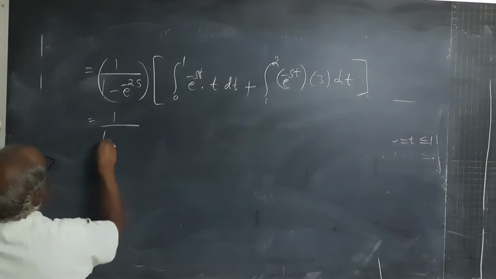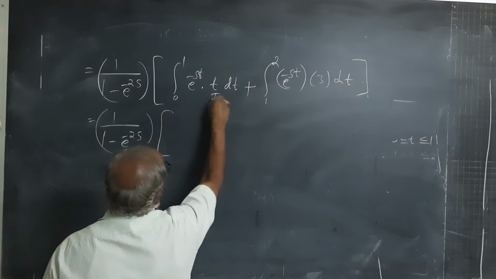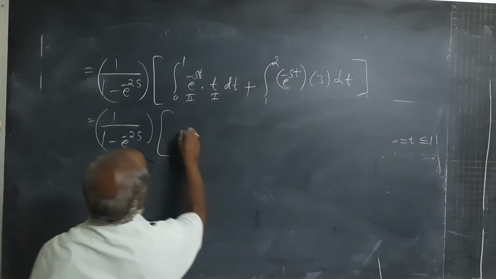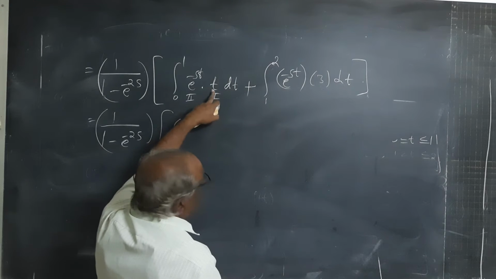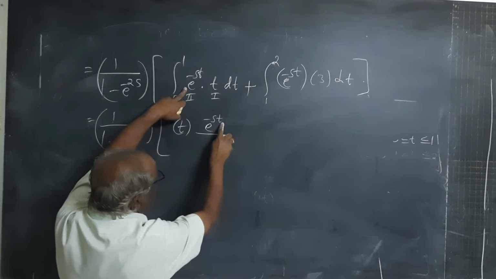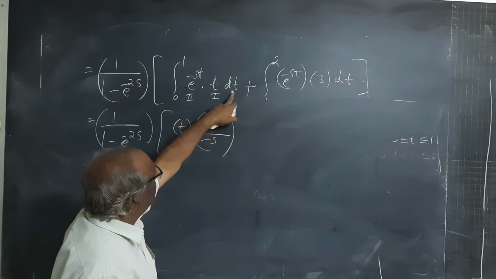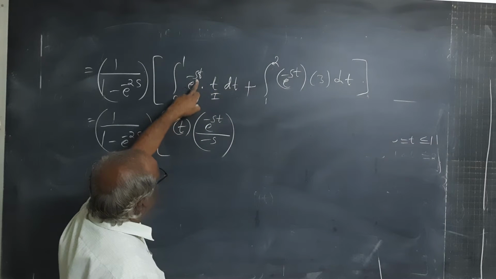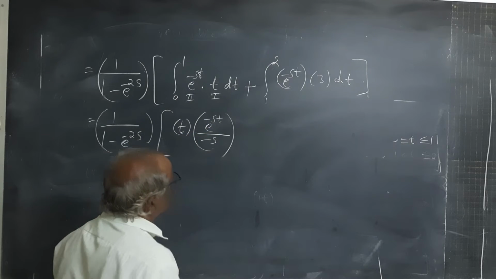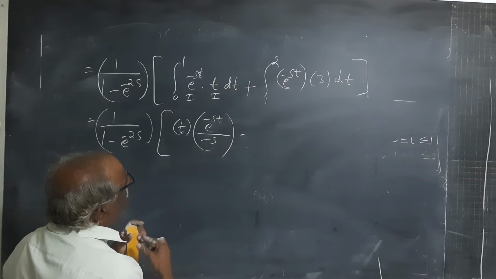So therefore this is 1 by 1 minus e to the power minus 2s into, now observe, this is first function, this is second function. Let us apply Bernoulli's rule. What states Bernoulli's rule? First function t into integral of e to the power minus st, that is e to the power minus st divided by number behind t, that is minus s. Why? Because dt is there. Integral of e to the power minus st is e to the power minus st divided by number behind t, minus s.